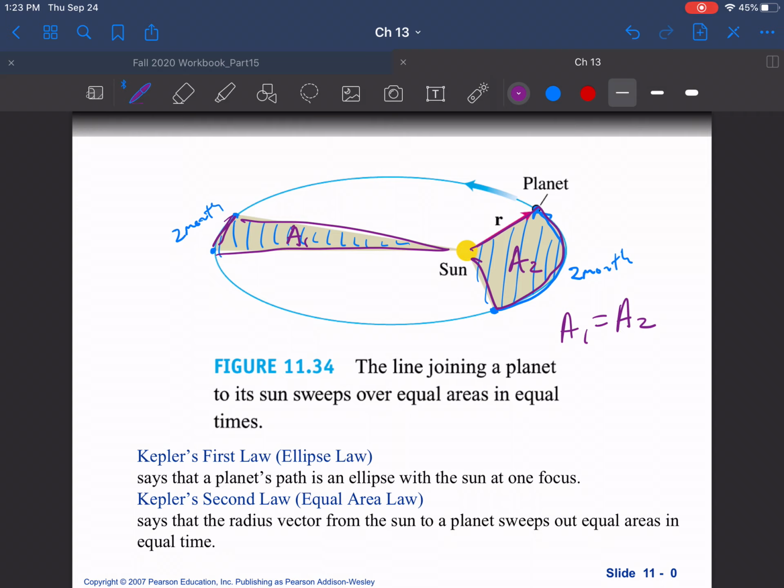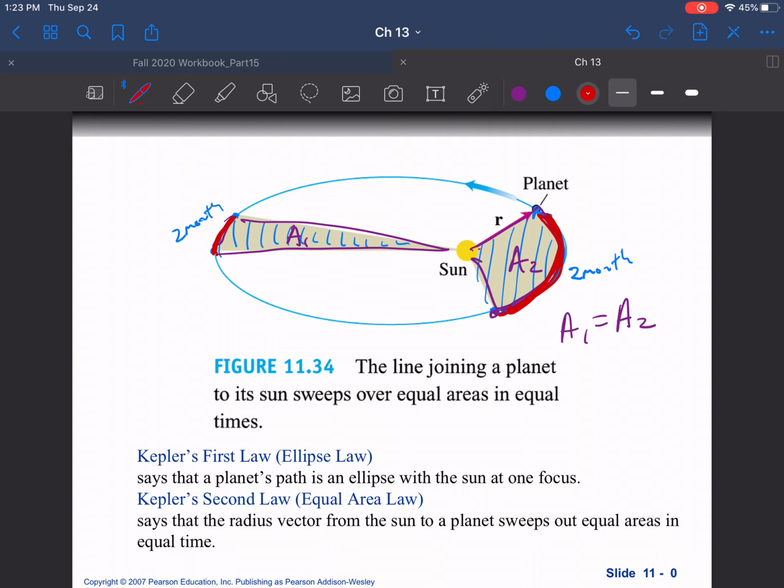What this tells you is that when the planet is closer to the sun, it's actually traveling faster. So it'll travel a longer distance around the sun. This length right there is longer, but it's closer to the sun, and so it speeds up. As it gets further from the sun, it slows down, and so it doesn't cover as long a distance. But the area swept out, sometimes called the areal velocity, remains constant. It's always the same. And again, that just means conservation of angular momentum.